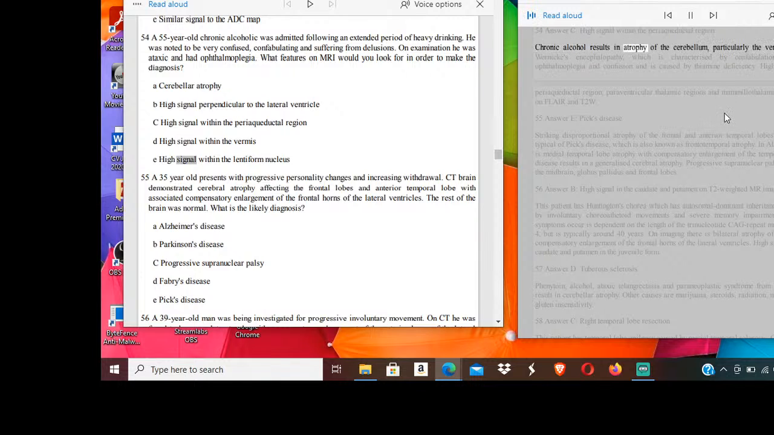Chronic alcohol results in atrophy of the cerebellum, particularly the vermis. This patient has Wernicke's encephalopathy, which is characterized by confabulation, delusions, ataxia, ophthalmoplegia, and confusion, and is caused by thiamine deficiency. High signal is seen in the periaqueductal region, paraventricular thalamic regions, and mammillothalamic tract on MR imaging on FLAIR and T2W.